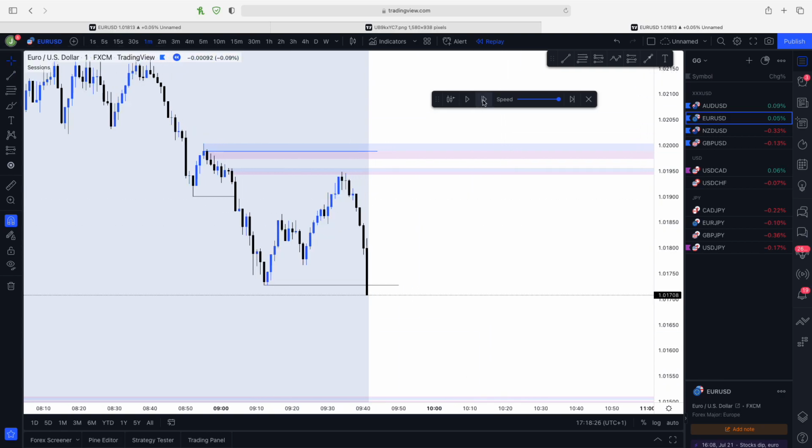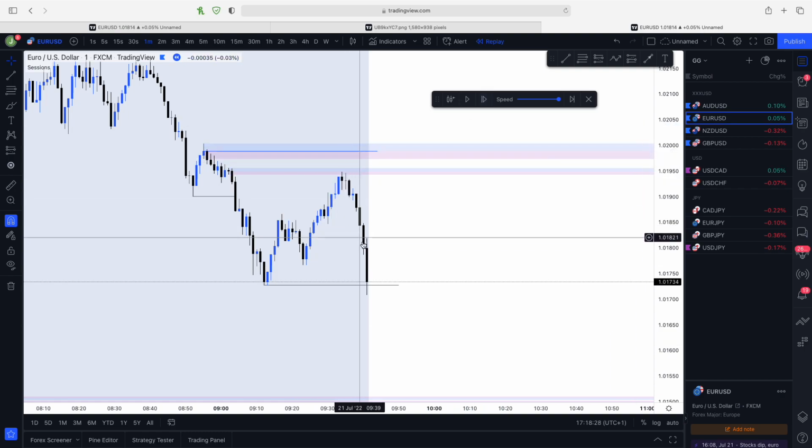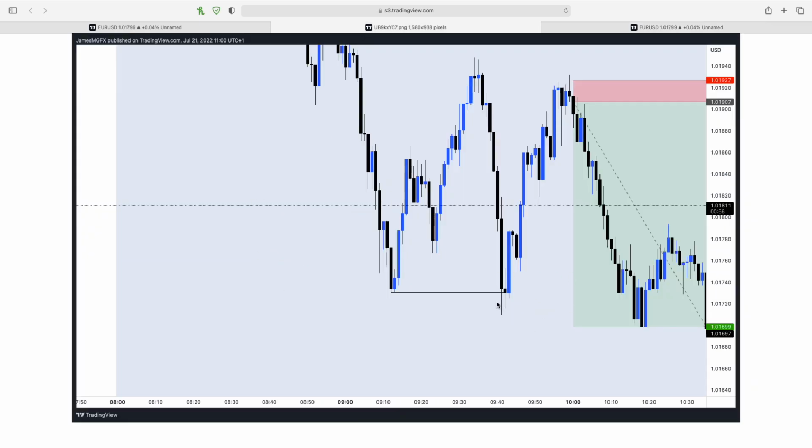Okay, so we've had a nice reaction from there, and then what do we get? We get this really nice momentum back down to the downside, okay? Now, just to note, annoyingly, replay mode has completely changed the candles. So this is how it was in live price. So we do get that second break of structure, okay? We get that tiny little body break there. Well, it's not tiny, it's pretty big to be fair.